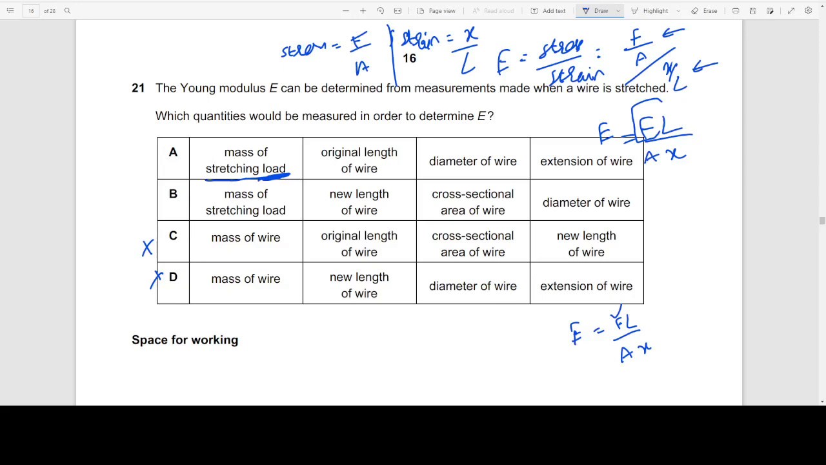Let's see, we do require the original length of the wire, and yeah, we even require the new length of wire to measure the extension. But if you see for B, the other quantities do not have the original length, so we cannot measure extension using the new length of the wire. But in option A, there is extension of wire available. So L is done, x is done, and we can use the diameter to calculate area. So option A is the only possible answer.